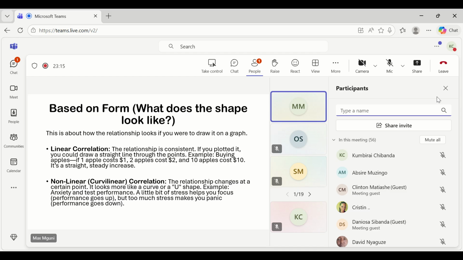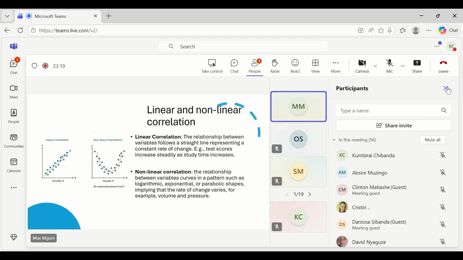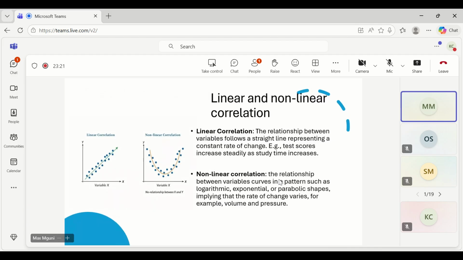Just like I said, we like the visuals. This is the linear one where you can see both variables on both sides of the line there. They're climbing together, but on a non-linear one, as you can see, when one goes down, the other one goes down, but suddenly the curve makes a U shape because maybe when the stress becomes too much, then you can't even focus during your exams.